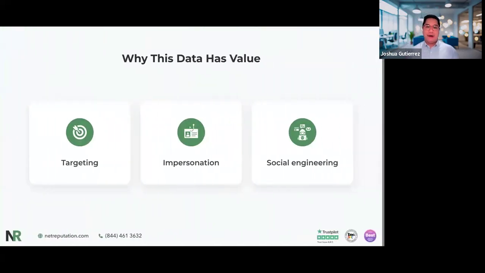So for an attacker, that data has value. From a fraud and social engineering perspective, this information isn't random, it's valuable. It enables targeting, impersonation, and social engineering. The more accurate the data, the more convincing the attack.